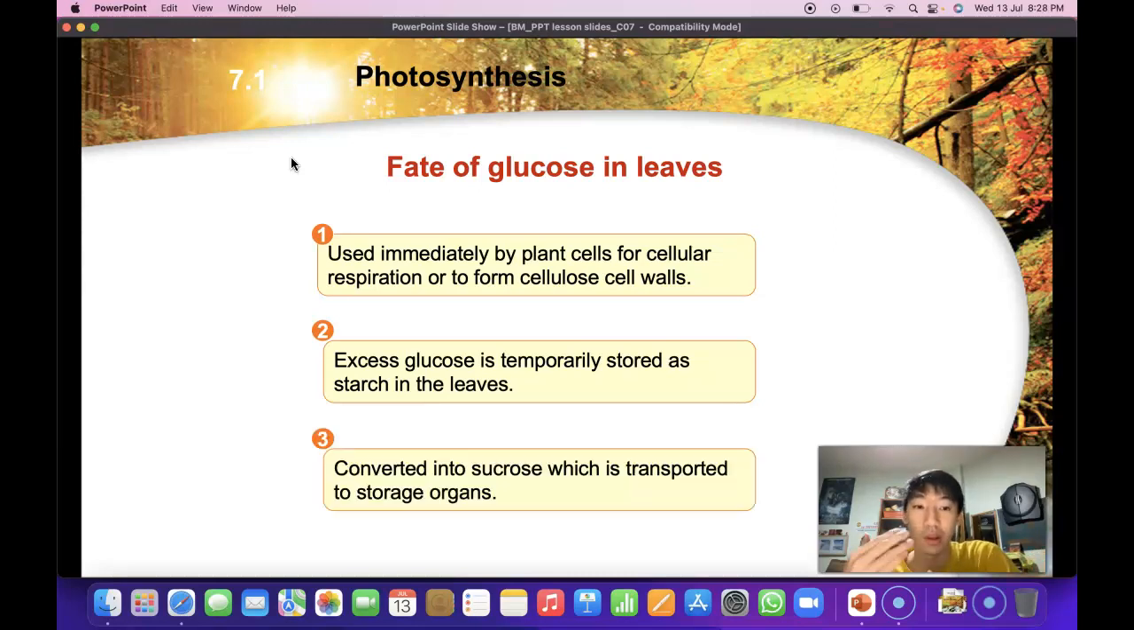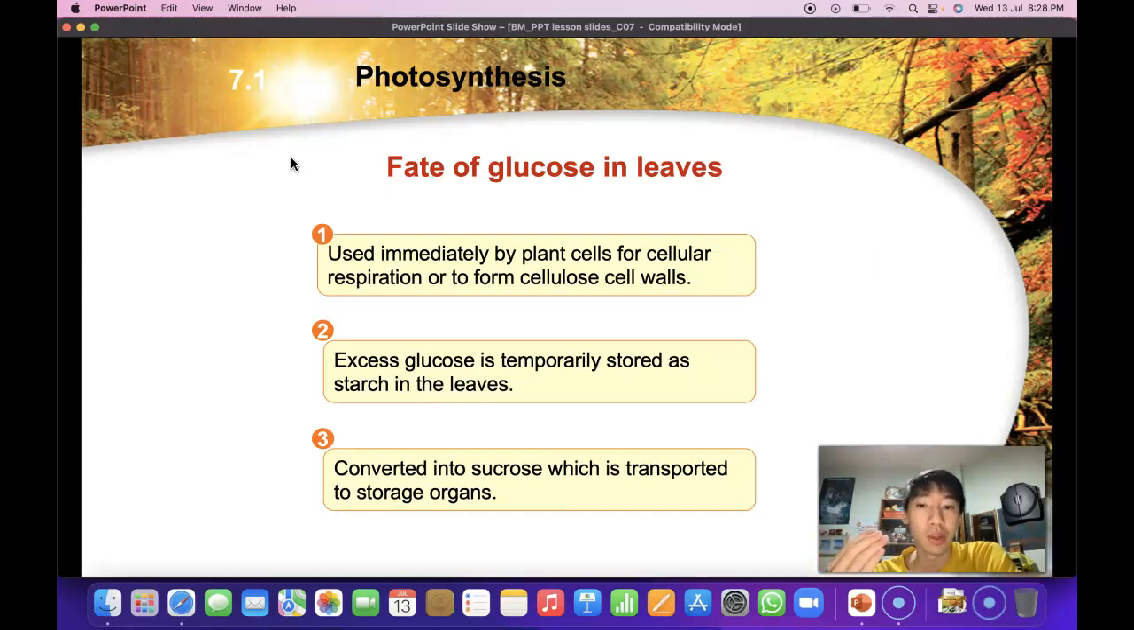Number 3, glucose can be converted into sucrose, which is transported to the storage organs. So what is sucrose? Right, sucrose is another sugar, right? It's quite similar to glucose. It's just a slightly different form of it, but the chemicals are exactly the same, right? Carbon, hydrogen, oxygen. It also makes up sucrose and it also makes up glucose. So you just need to change it slightly. And they transport it to the storage organs, which is the root. Okay, it could be the root and it could be certain parts of the plant, maybe the fruits.